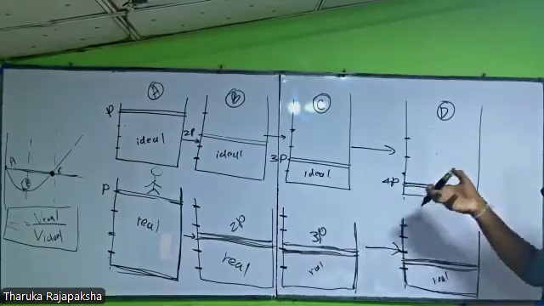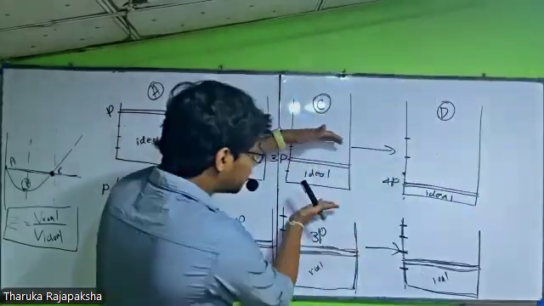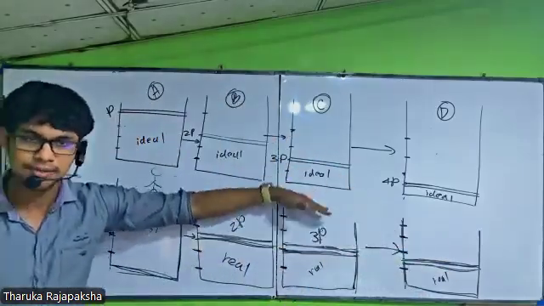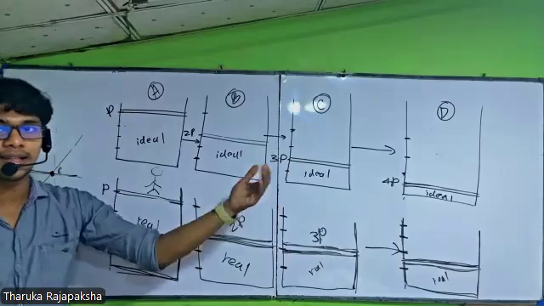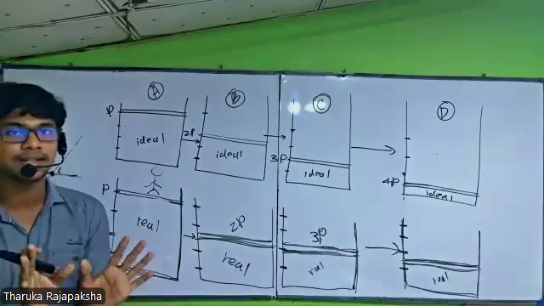Real gas volume is greater than the ideal gas. That means we can compress this one more easily than the other. An ideal gas can be compressed, but it neither increases nor decreases. Compressibility factor is always 1 for an ideal gas.